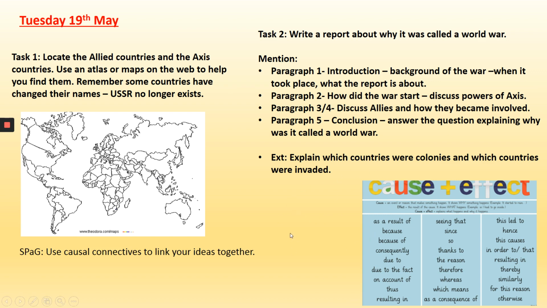So number one is your introduction: background of the war, when it took place and what the report is about. Some of your work from your discursive first paragraph introduction will help with this. Paragraph 2, how did it start? Paragraph 3, discuss Allies and how they became involved, and then conclude. Answer the question using all of the information you've used. If you feel like having a challenge, you could explain which countries were colonies and which were invaded. That would be a really advanced added extra detail.